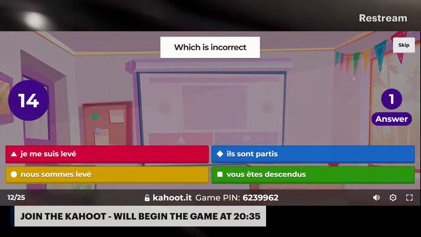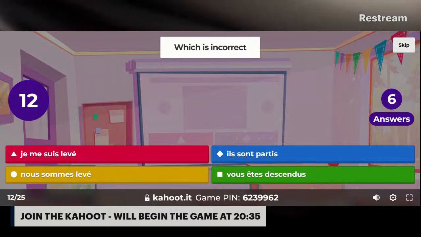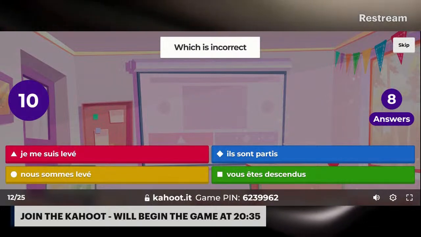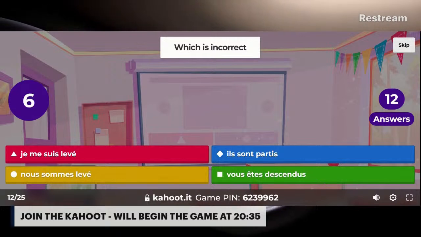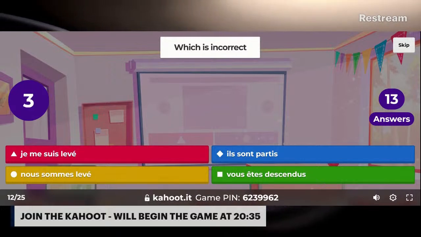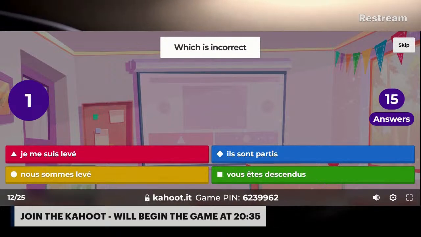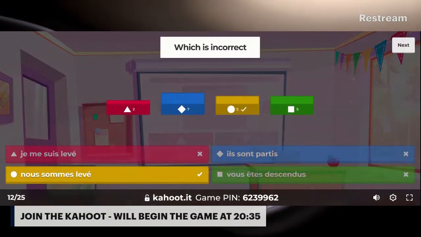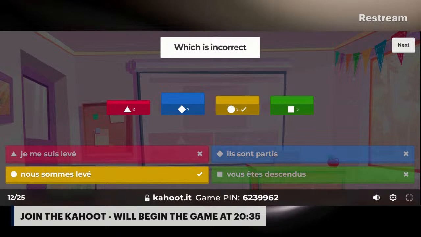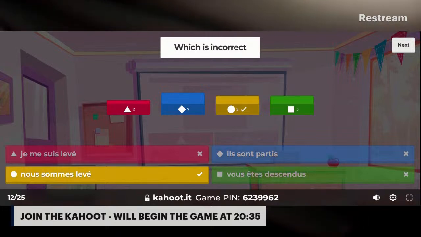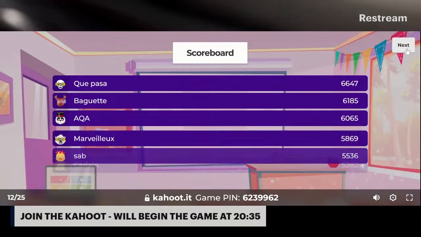Which is incorrect? Je me suis levé, ils sont partis, nous sommes levés, vous êtes descendus. You don't necessarily need to know the Mrs. Van der Trump verbs, just know broadly which ones they are. Nous sommes levés is the incorrect one. Well done.